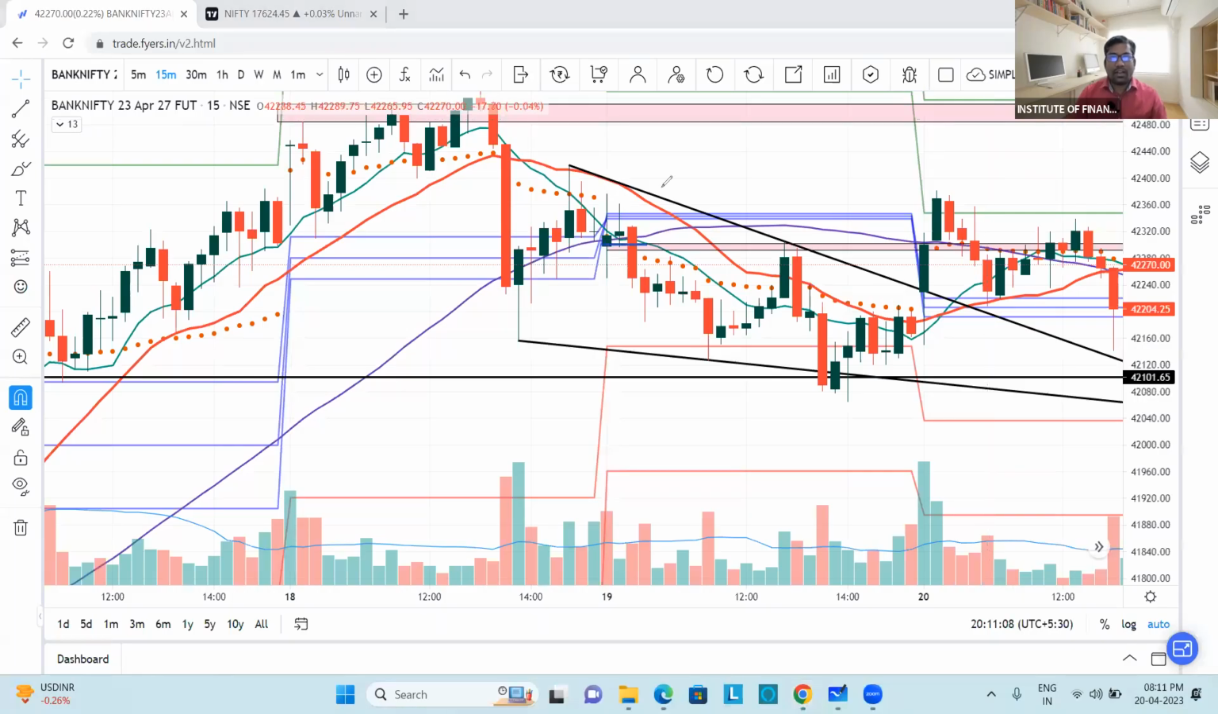Everyone, please concentrate here. We got one trade, one selling trade here, a Bank Nifty selling trade, and one more second trade here. So both are working.